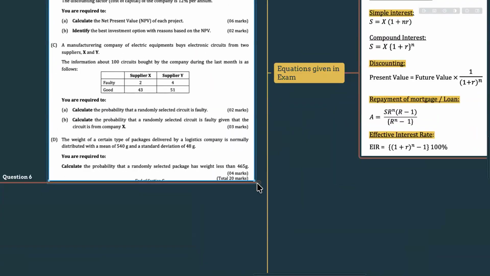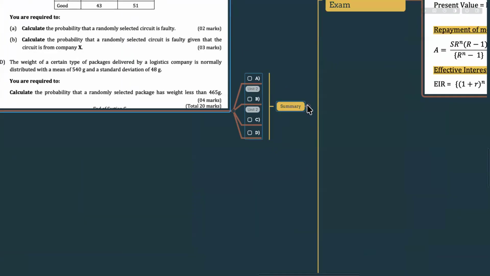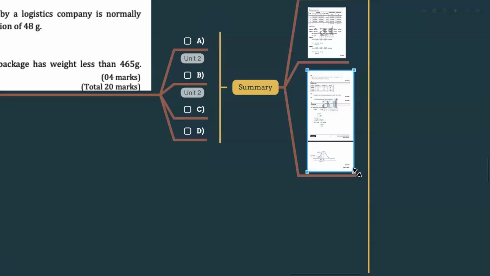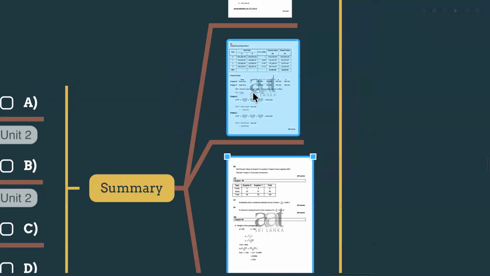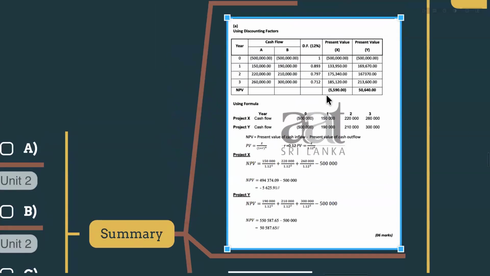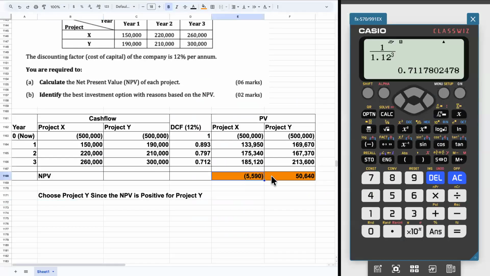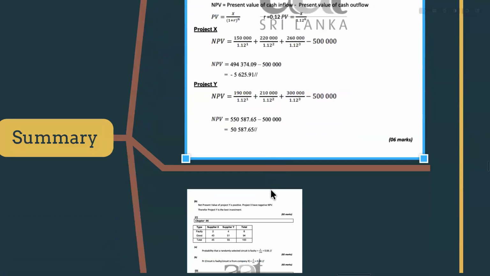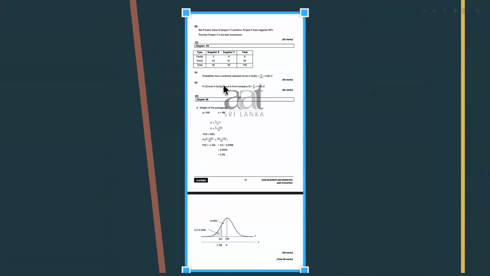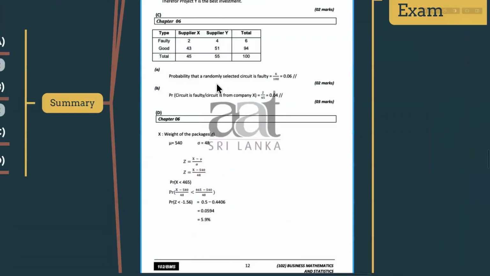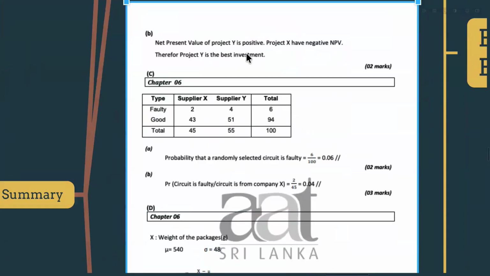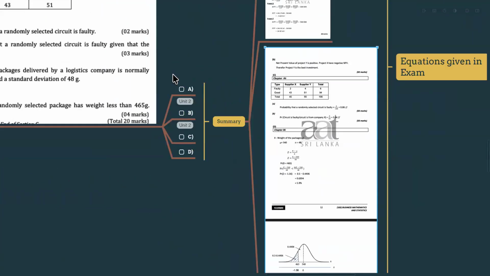Let's see the answers also for the correctness checking. Okay, 5,590, 50,640. Yeah, correct, right? So at the end of the day, we have to give this wording. The wording is here. The NPV, the net present value of project Y is positive. Project X has a negative NPV. So therefore, project Y is the best investment to choose.